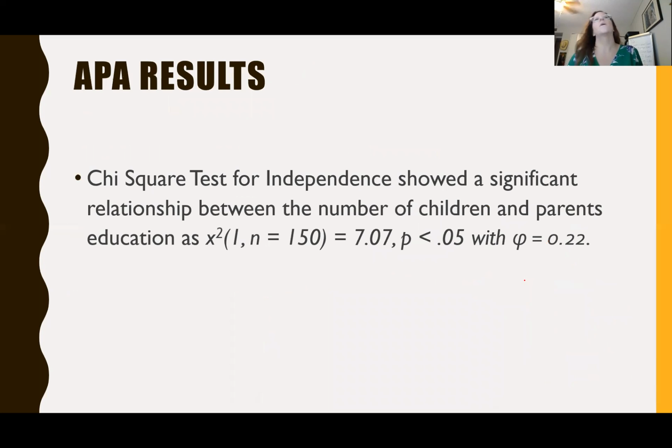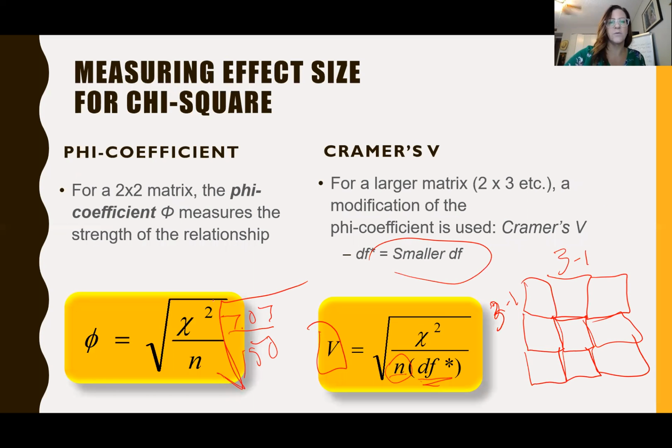So here's our results for that test for independence. We're just going to state that it showed a significant relationship between number of children and parents' education. Again, chi-square, in parentheses, the degrees of freedom we use to look up our critical value, sample size, our obtained test statistic, because it was significant, p is less than 0.05, and because this was a 2 by 2, phi coefficient equals 0.22. Okay, so again, in this calculation, make sure you're taking the square root and make sure that you're just using the obtained test statistic in that numerator.